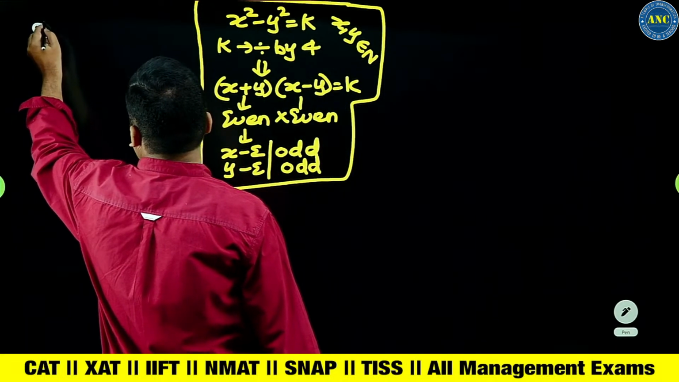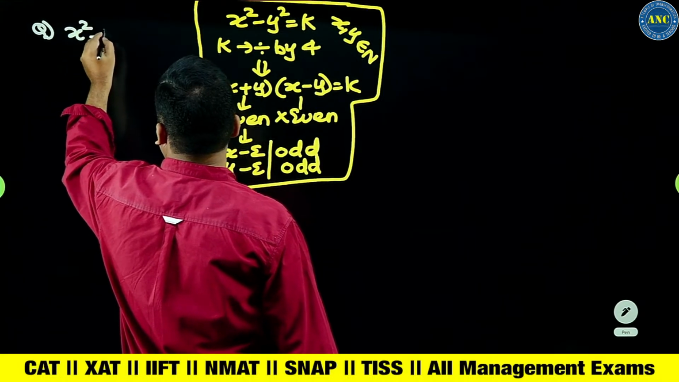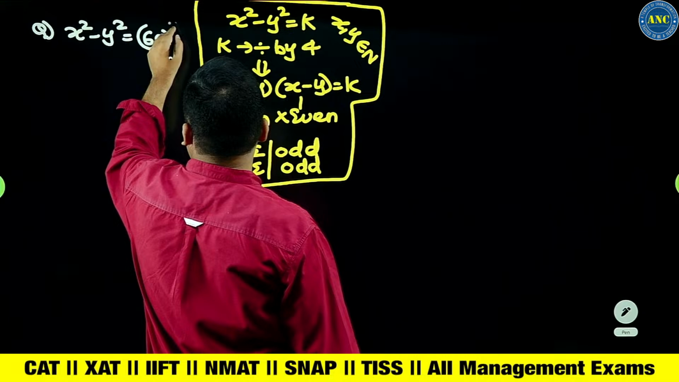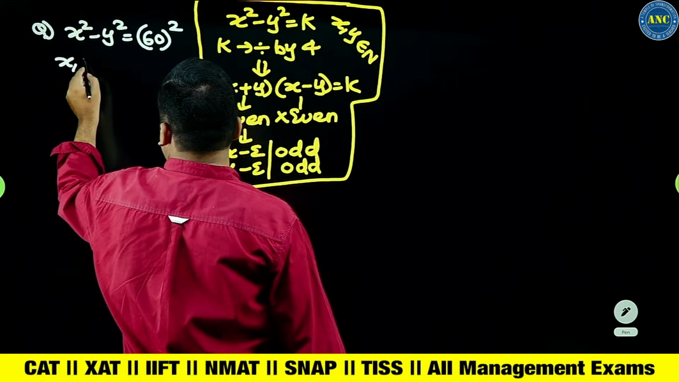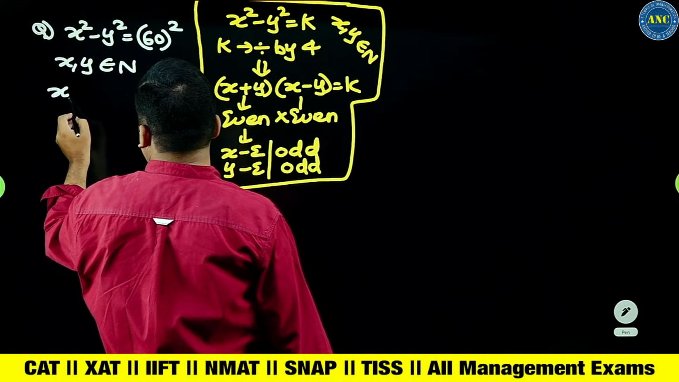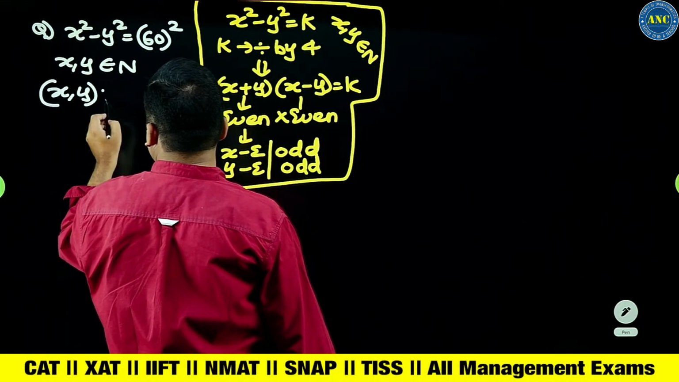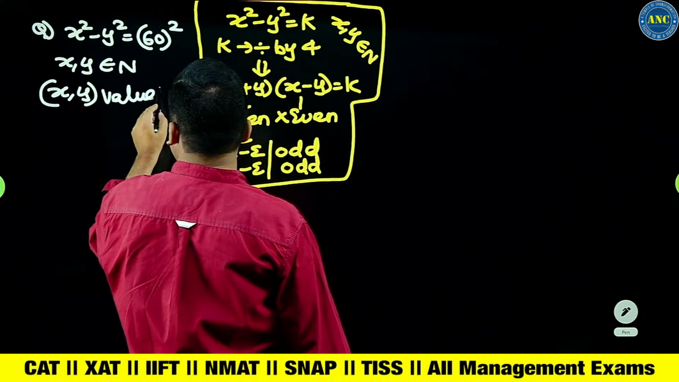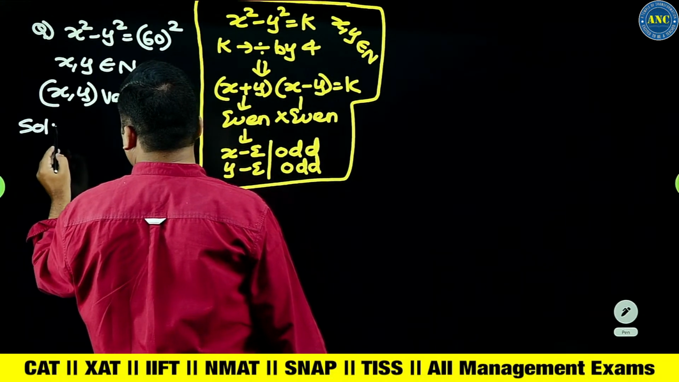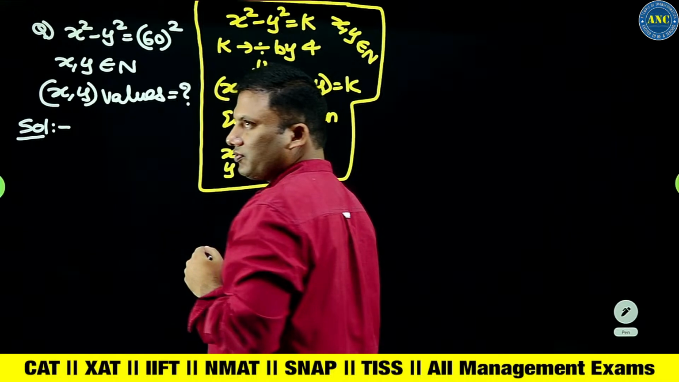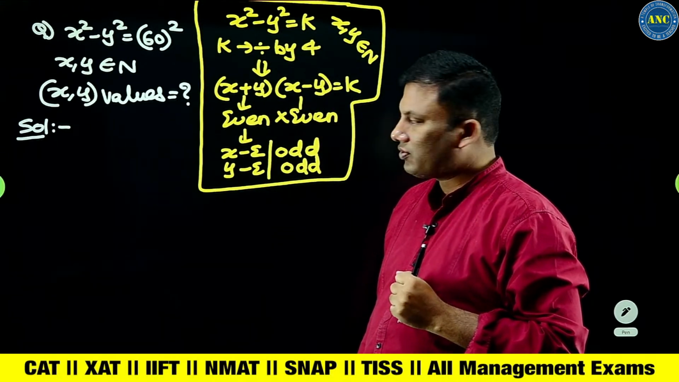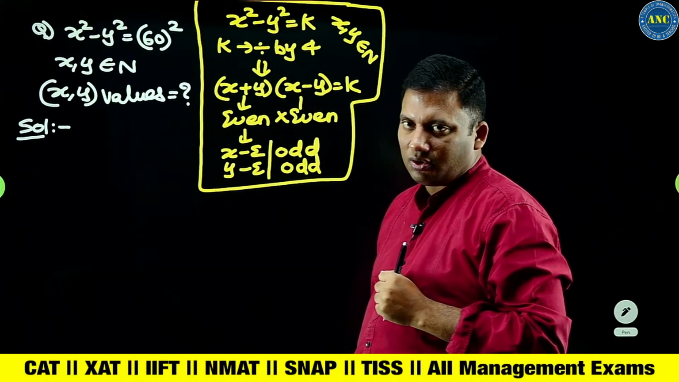First question. x square minus y square is equivalent to 60 whole square. x and y are natural numbers. How many values will x and y take which satisfy this equation?